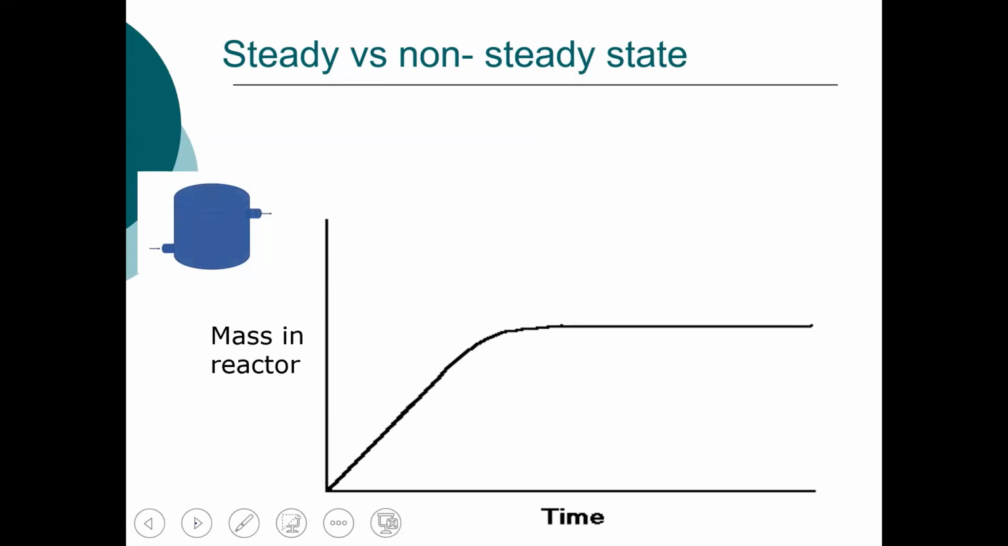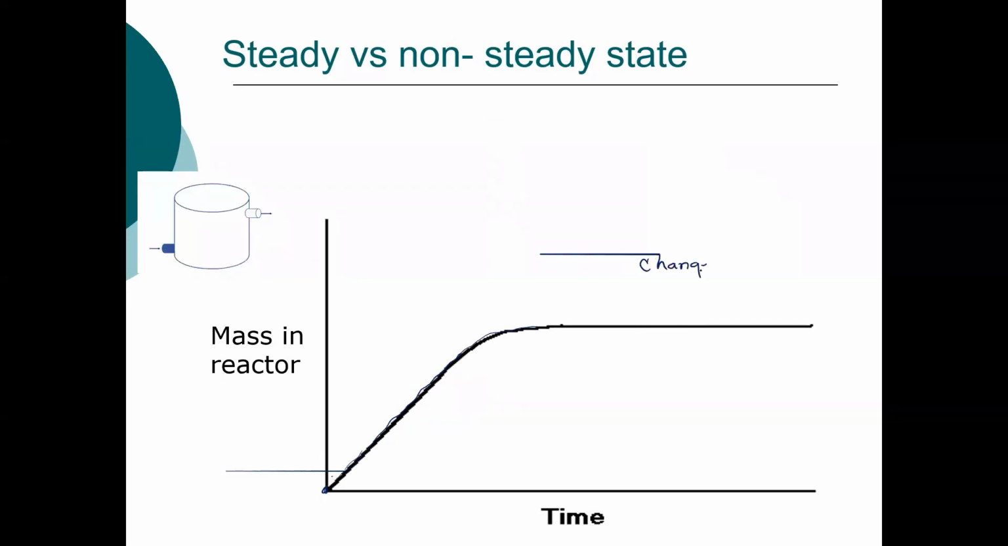So if we plot the mass of dye in the reactor, we start here. Initially at time 0, we had pure water, and the mass of dye in the reactor increases with time. Eventually it reaches some constant mass. Okay. So at this point here, the change in mass with respect to time is 0.